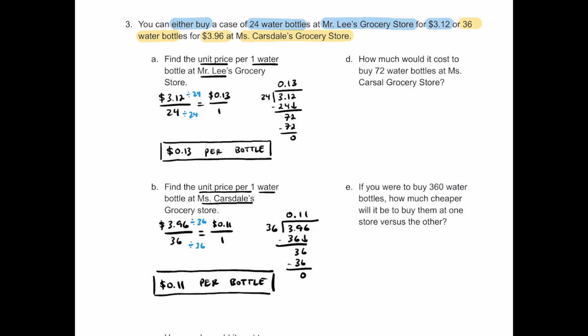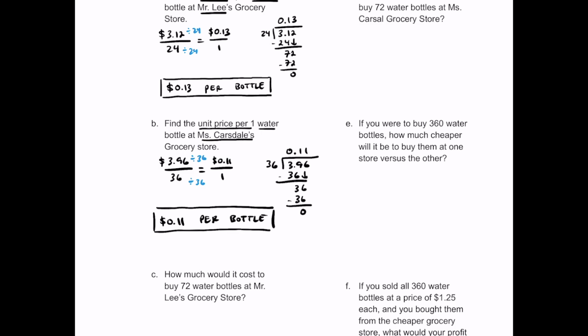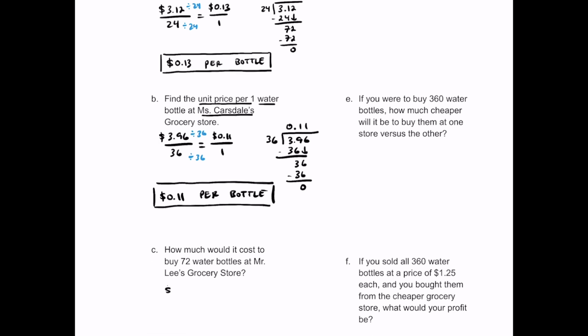Moving on to part C, it says how much would it cost to buy 72 water bottles at Mr. Lee's grocery store? Okay. Well, we already know that it costs 13 cents for one water bottle. So the question is okay, if we want to buy 72 water bottles, how does 1 become this 72? Well, it's just times 72. That's the nice thing about the unit rate.